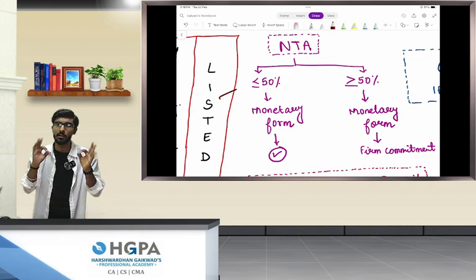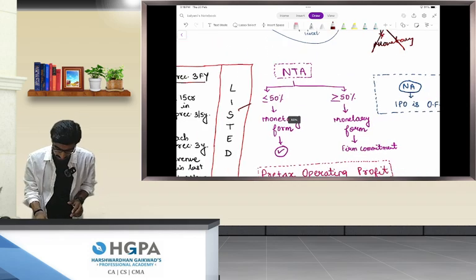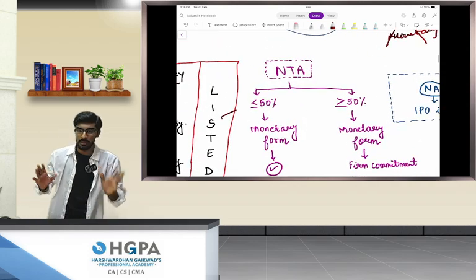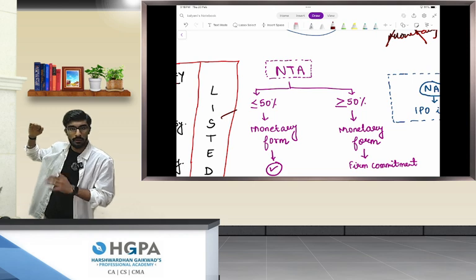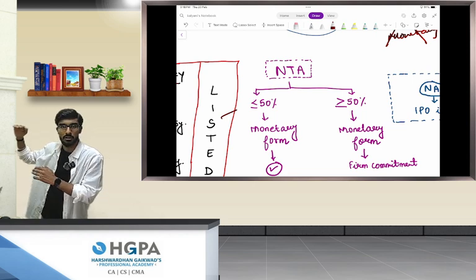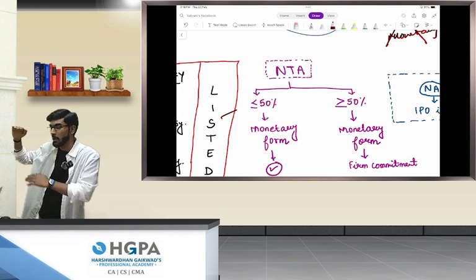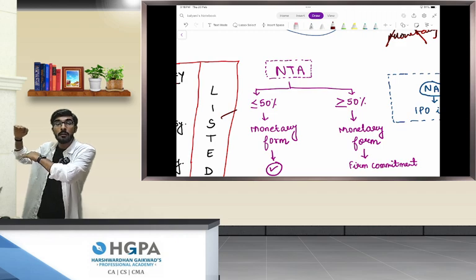Okay, let's understand the logic behind it. So tell me one thing: if Lenskart already has, suppose say, 10 crores as net tangible assets, and already more than 50% is in monetary form.